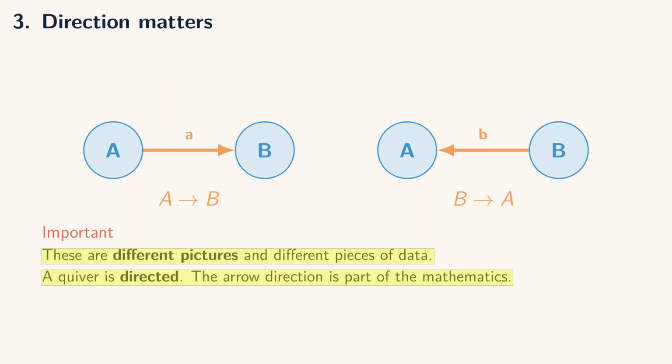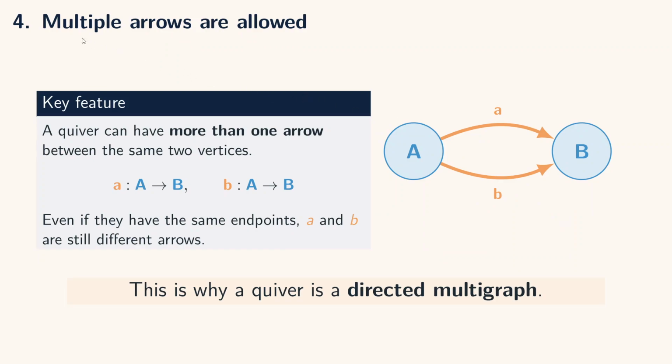You can only travel along an arrow in the direction it points. You cannot simply reverse it whenever it is convenient. So remember, in a quiver, an arrow from A to B and an arrow from B to A are genuinely different. The direction is always part of the story.